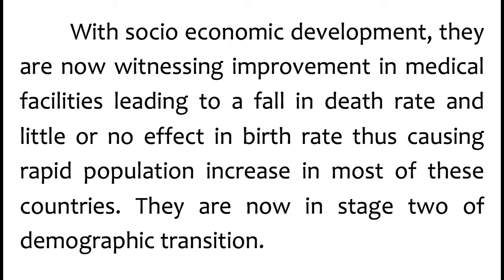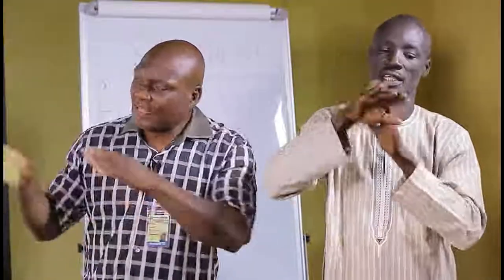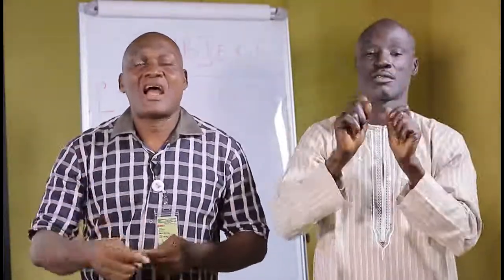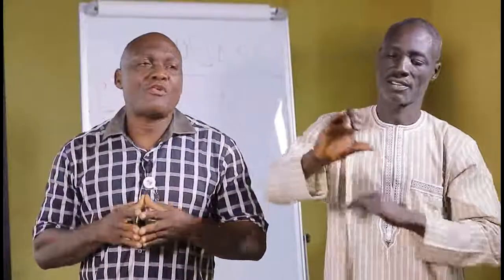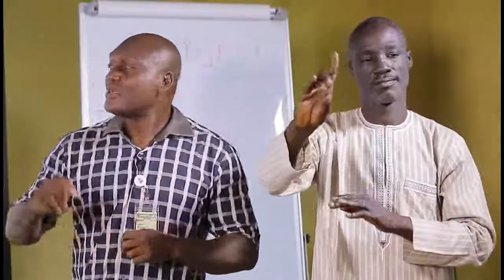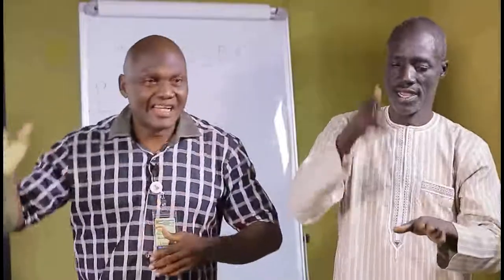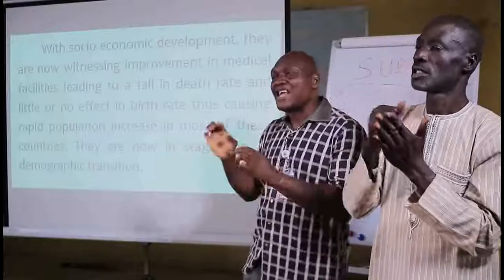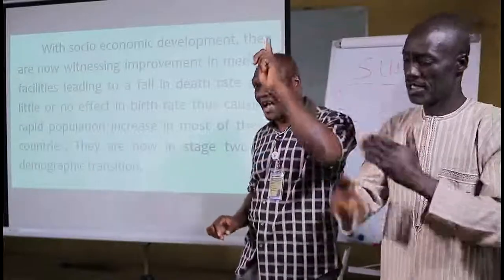Most of these countries are now in stage 2 of the demographic transition theory. So what we are saying is that African countries are in stage 2, because most times after this, they will ask you as a student, at which stage are African countries. So we say that African countries are now in stage 2 of demographic transition theory. Why? Because at the first stage, it was high birth rate and high death rate. At the second stage, improvement in medicine caused the death rate to decrease. Death rate has decreased, but birth rate is still high.